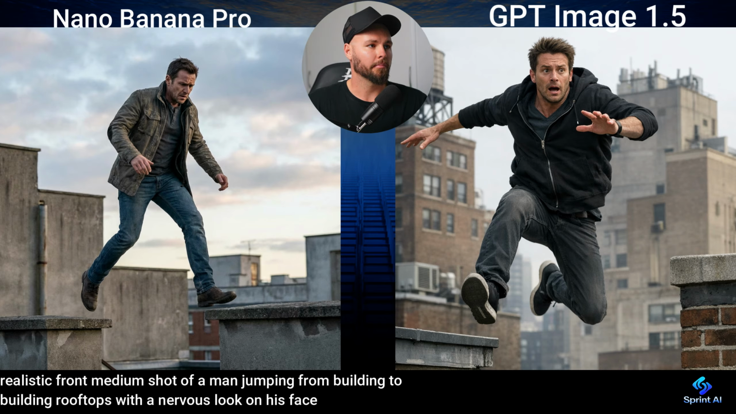on his face. Nano Banana Pro has done better with jumping from roof to roof. It has nailed the facial expression. It does look nervous. It's probably not as realistic as I would have liked it. If you format your prompting a little bit differently, you could get it to look extremely realistic if you wanted to. The GPT image, you can't see where he's jumping from. It doesn't look realistic at all.